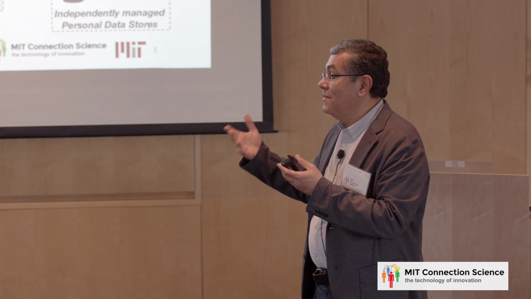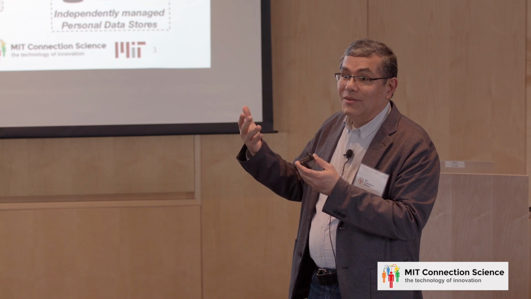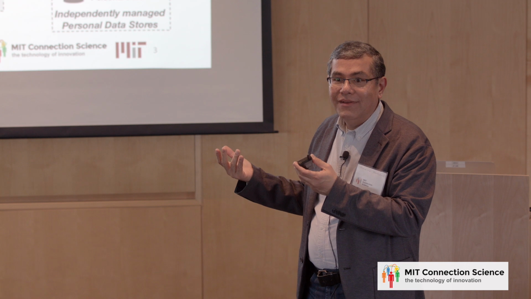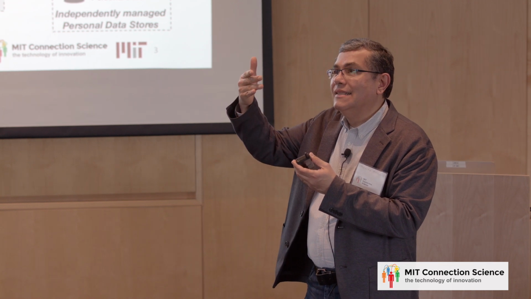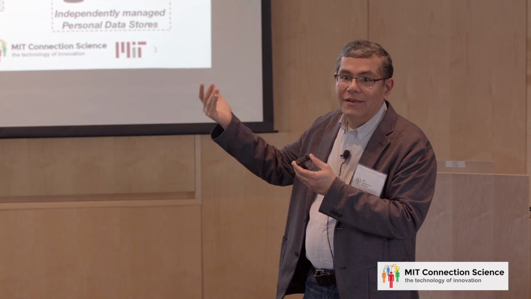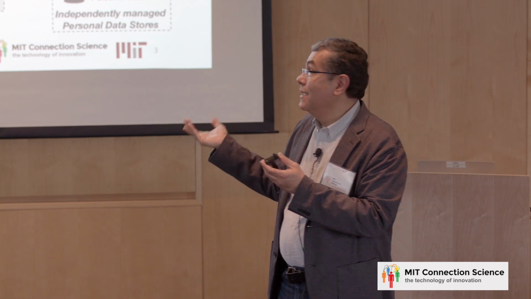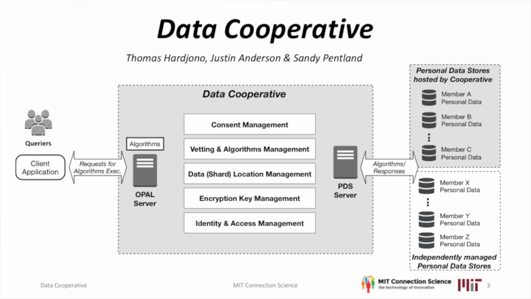Because if you read something like GDPR, it says consent to do what? Does it mean consent to read everything I have? It should read consent to perform something specific for a specific purpose for a duration of time, right? Algorithms need to be vetted, of course, and managed, meaning that maybe there's version 2 of the same algorithm and so on. Data location management, of course, comes along with the distributed nature of the whole scheme.